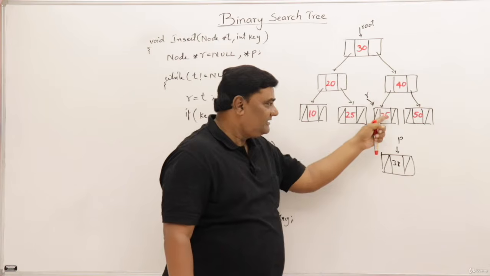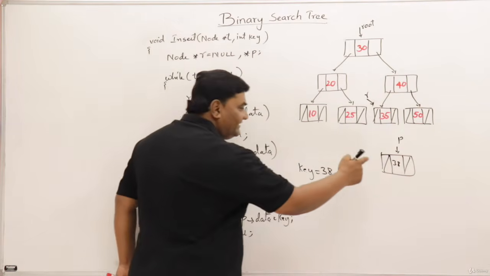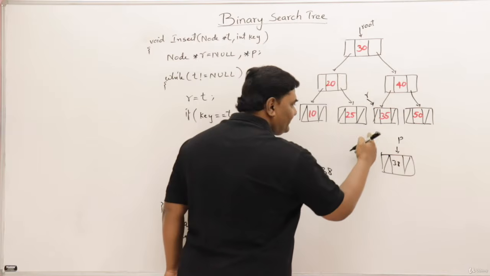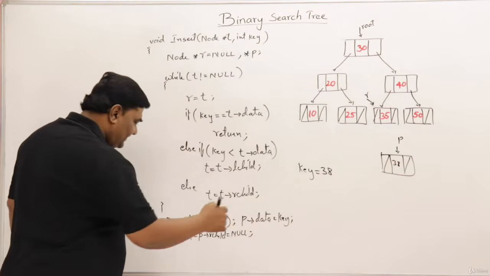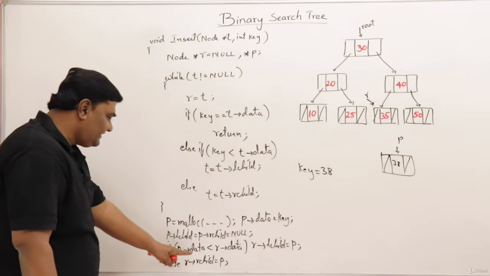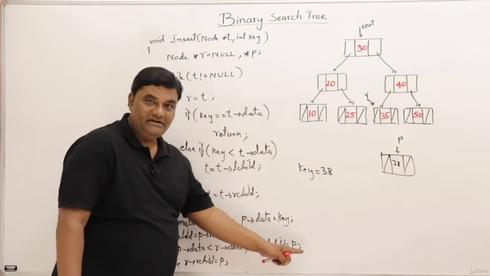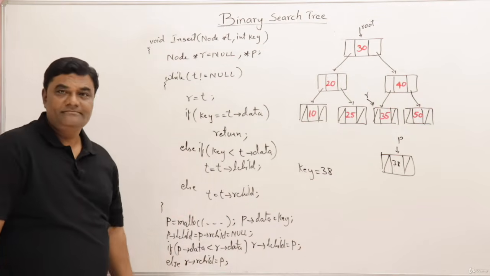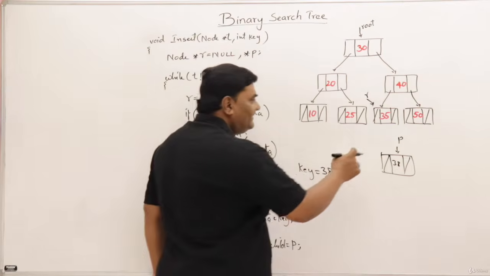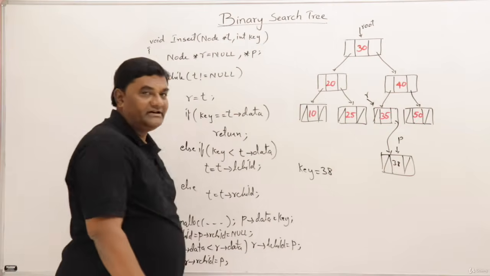As per my example, it comes as a right child, but before linking, I should check it. So if this key is less than t's data, it should come as left child. Otherwise, it should come as right child. So here I will write the code. If p's data is less than r's data, then r's left child should be p. Otherwise, r's right child should be p. So check once again and connect it. So this will be connecting to this one as a right child.